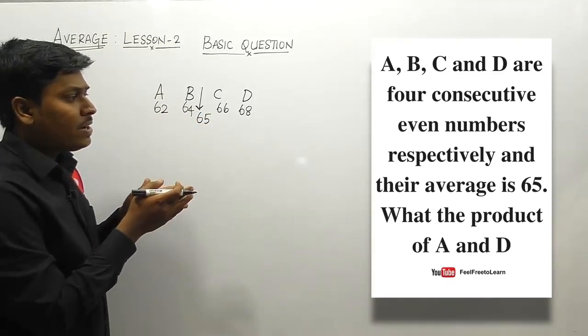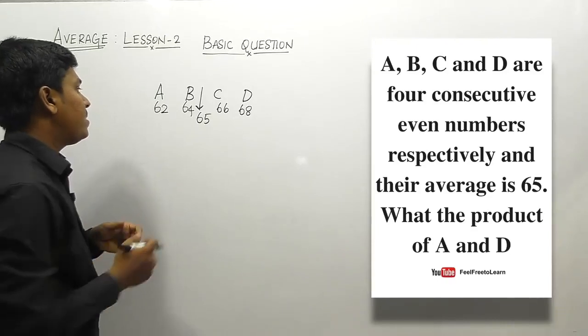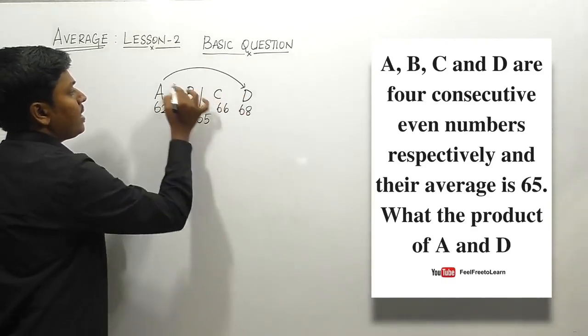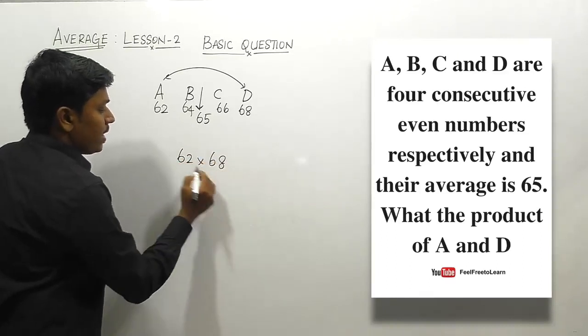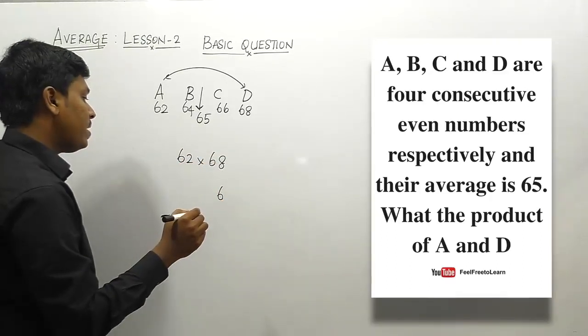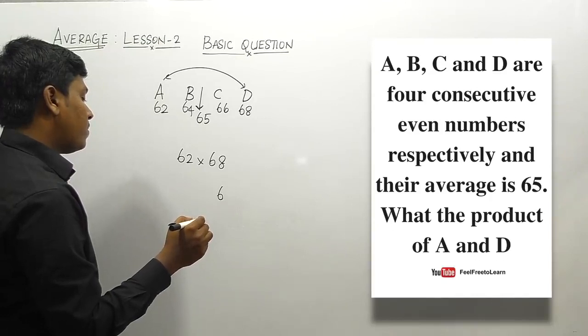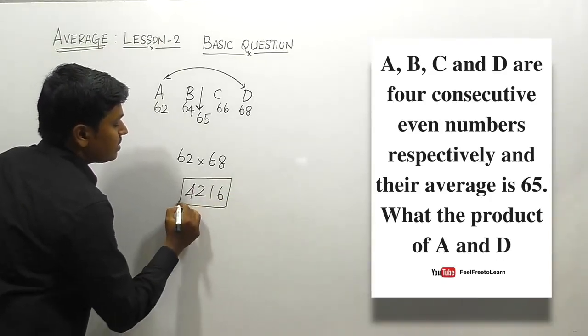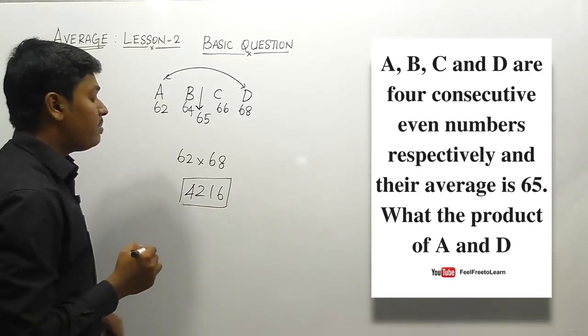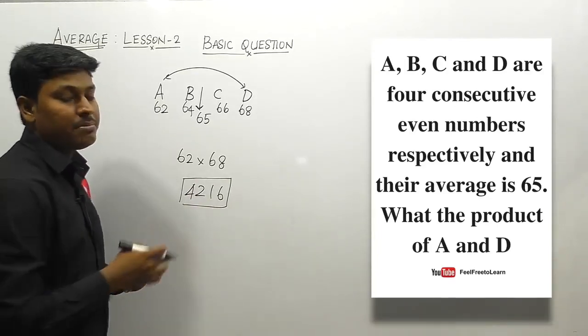But our target is to find the product of A and D, right? So we need to find the product of A and D, that is A will be 62 and D will be 68. So 8 into 2 will be 16, remainder will be 1. So I think 4 to 1, so 4 2 1 6. So friends, finally we got an answer. The product of A and D will be 4216. That is for question number 5.